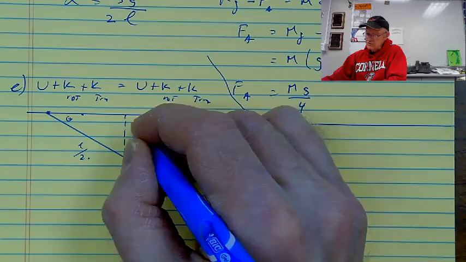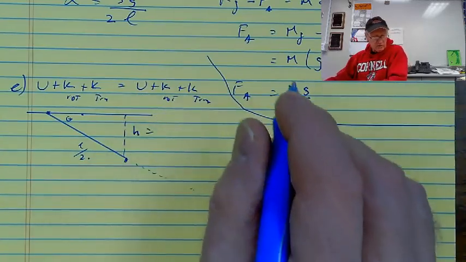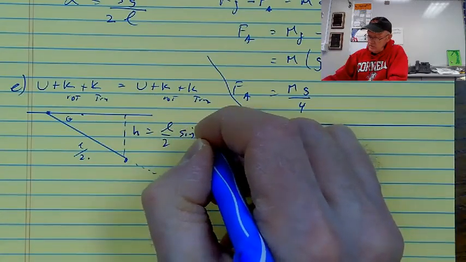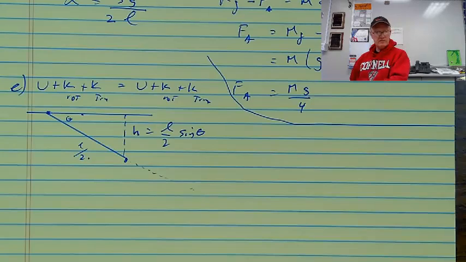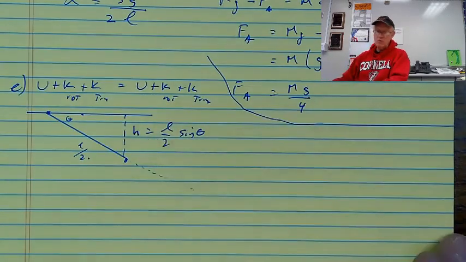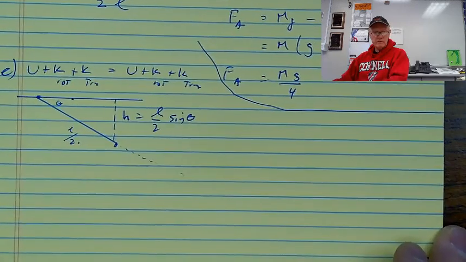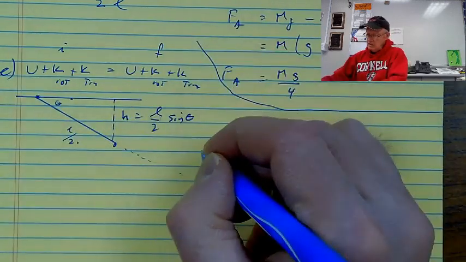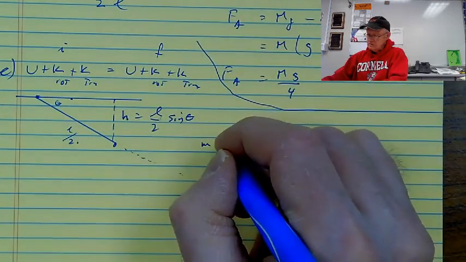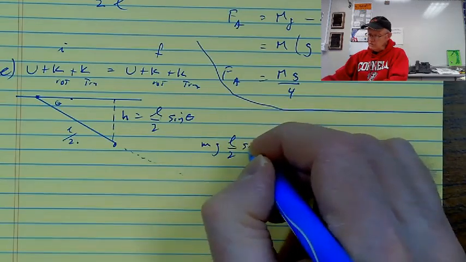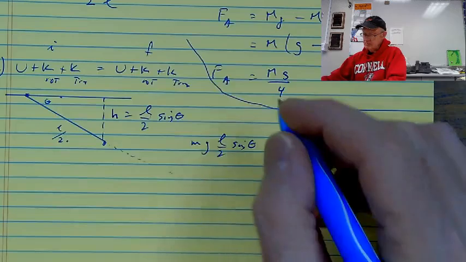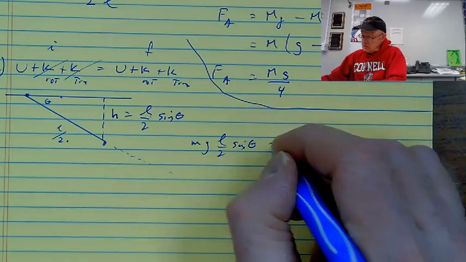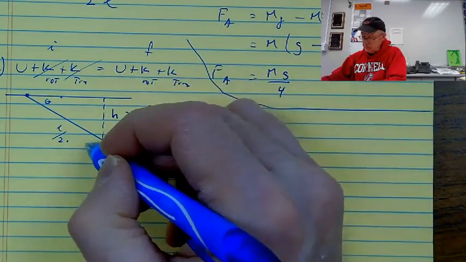Okay. So this left term is the initial stuff, this is the final stuff. This would be mg L over 2 sine theta plus 0, because this is where we're temporarily defining our zero potential location, equals 1/2 I omega squared plus 1/2 mv squared. So it does have two kinds of energy going on.